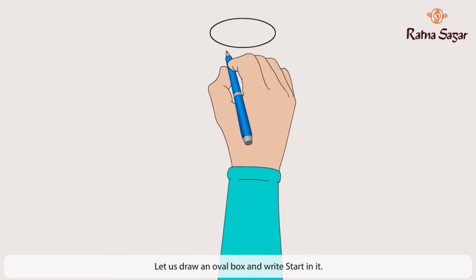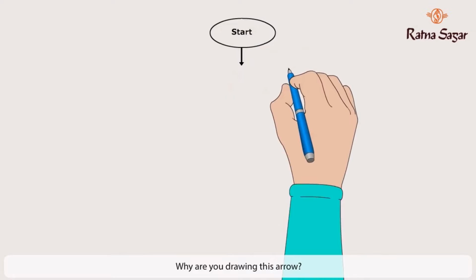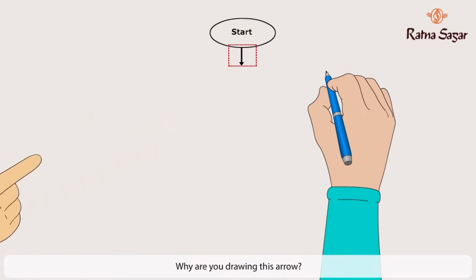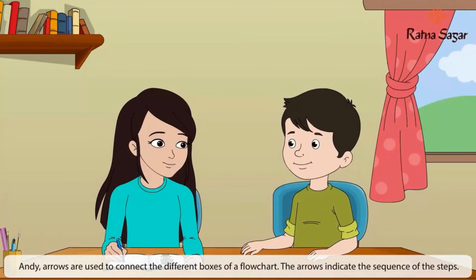Let us draw an oval box and write start in it. Why are you drawing this arrow? Andy, arrows are used to connect the different boxes of a flowchart. The arrows indicate the sequence of the steps.